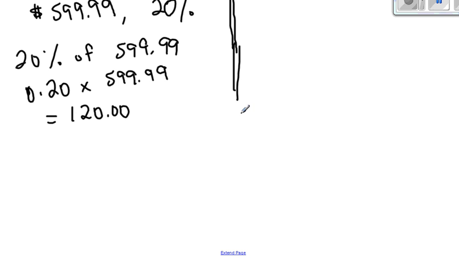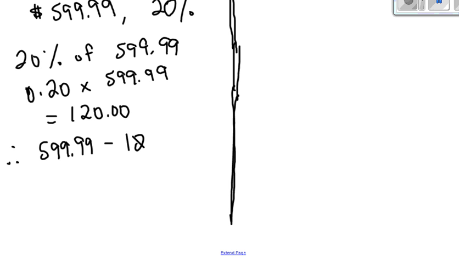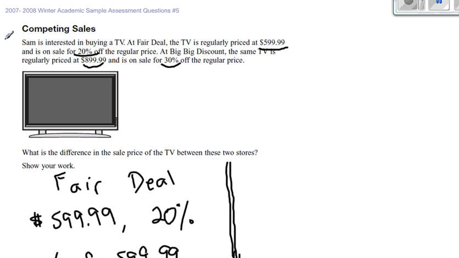And yes, you're perfectly fine rounding that to 600. And therefore, if I'm supposed to pay $599.99, but the discount is $120 off, then the new price would be $479.99. So I calculated what 20% would be, it's 120, and then I subtracted it. So at fair deal, it's $479.99 on sale.